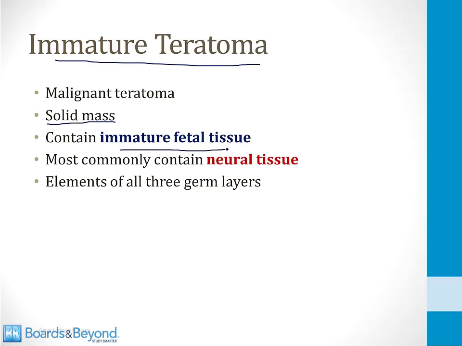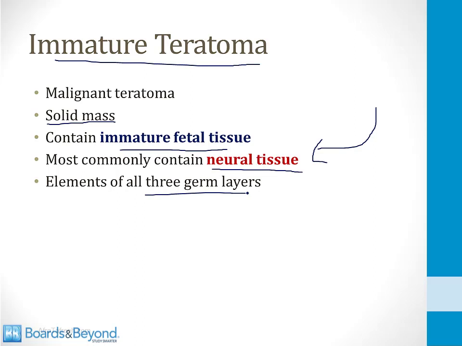They contain immature fetal tissue and cells. Most commonly, they contain immature neural cells, neuroepithelial cells. When you look under the microscope, this is the type of cell that's usually seen in the most abundance. That's something they like you to know for your boards. But besides the neural tissue, you can see elements of all three germ layers.